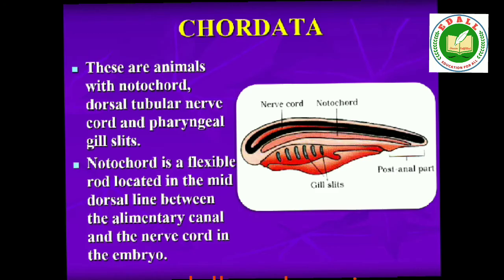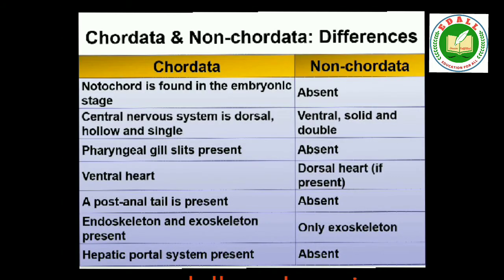Animals belonging to phylum Chordata are fundamentally characterized by the presence of a notochord, a dorsal hollow nerve cord and paired pharyngeal gill slits. These are bilaterally symmetrical, triploblastic, coelomate with organ system level of organization. They possess a postanal tail and a closed circulatory system. Listen carefully, a comparison of salient features of chordates and non-chordates.